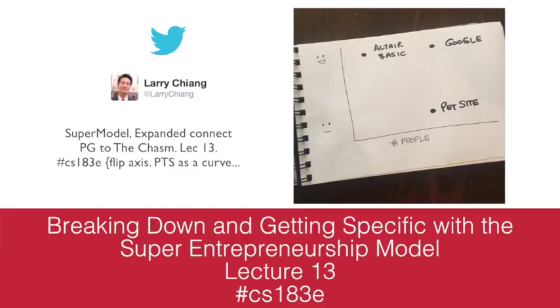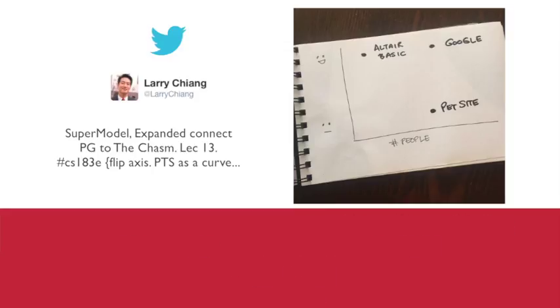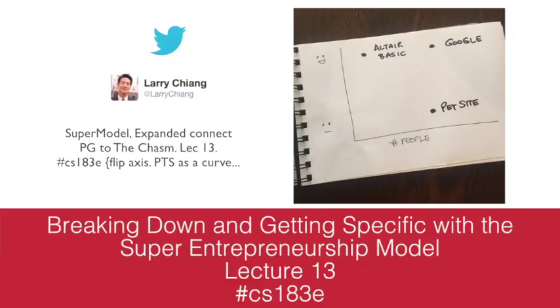Altair Basic. So this graph is to emphasize that you want to make a small number of people very happy. That's what Altair Basic is: the Microsoft of. Meaning Altair Basic and the operating system for Altair Basic made a small number of people incredibly happy. And this is from a Paul Graham essay, which is, what Altair Basic is this the Microsoft of?